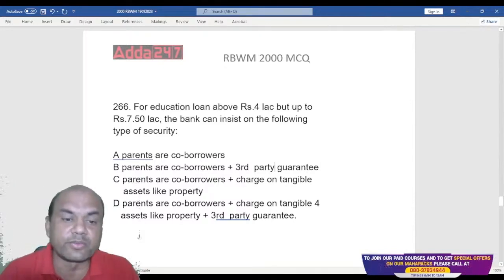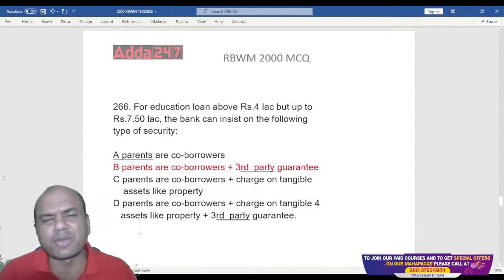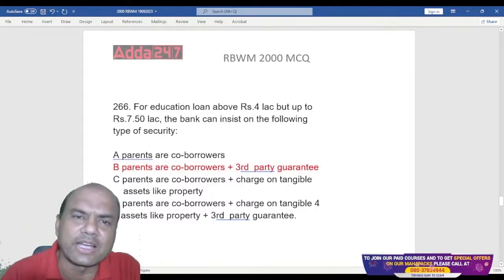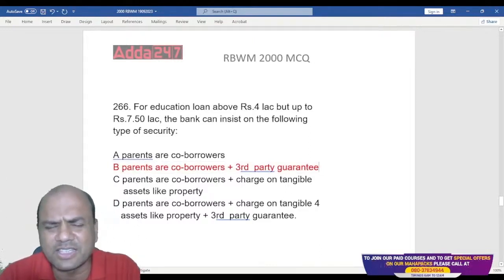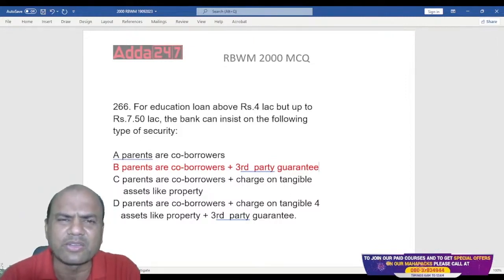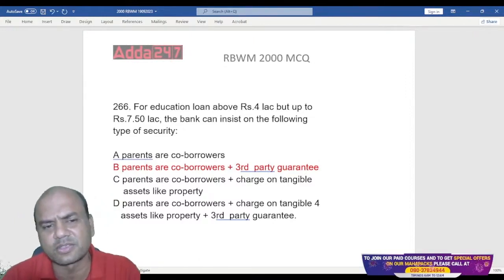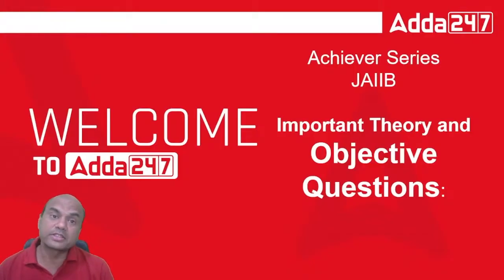For 4 to 7.5 lakhs, it is B, third party guarantor. Only this much, parents plus third party. That also banks have required. That's why RBI doesn't say anything about this now. Means now the restrictions are removed for all. Banks have to take their own risks. And some numericals as well, when they arise. So let's start without wasting the time.